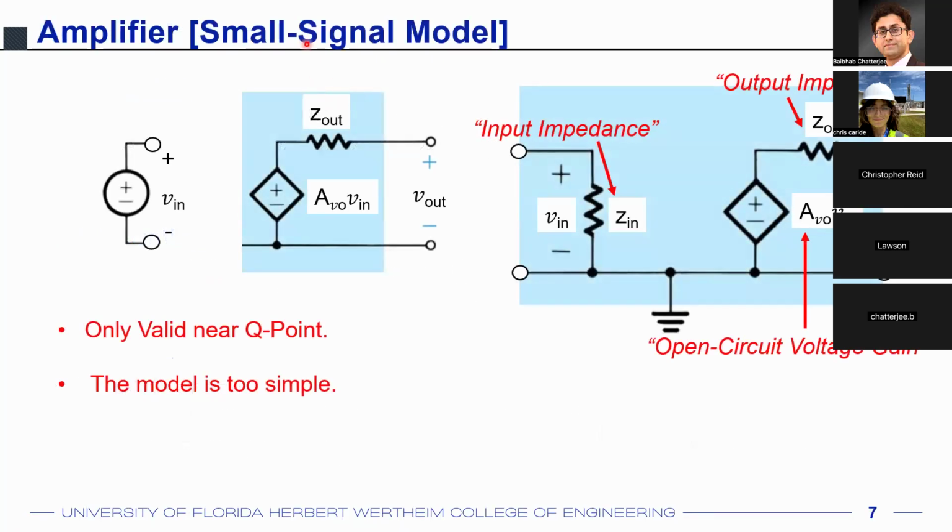Now, the amplifier small signal model, which is something we already discussed, and your homework 1 already has a version of this small signal model of the amplifier. We'll discuss why it is called a small signal model as well.